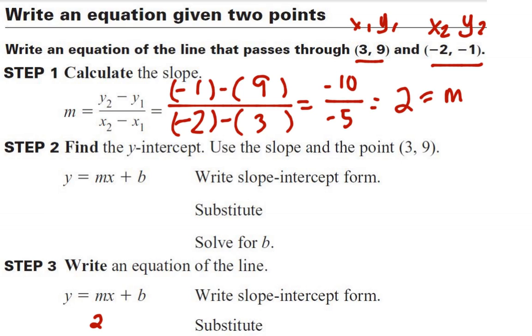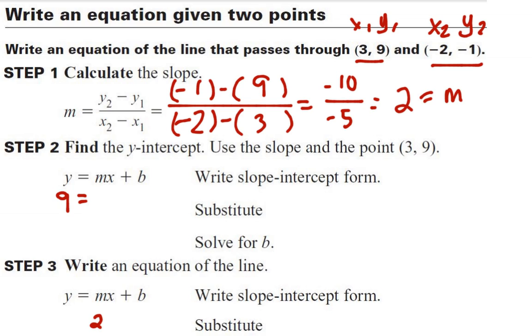Step 2 says find the y-intercept. Use the slope and the point 3, 9. I could have used the other point with the -2, -1, but that's probably going to be harder to use because of the negatives. So we have selected to use 3, 9. 9 would be the y value, so I need to substitute that here. That is a very common mistake for students, to substitute the first thing they see in place of the first thing in the equation. So please be careful to avoid that error.